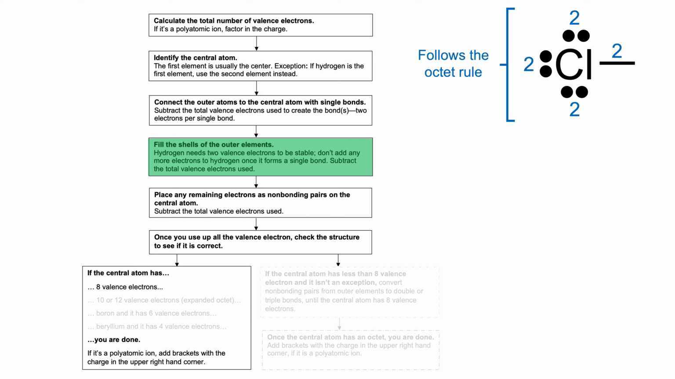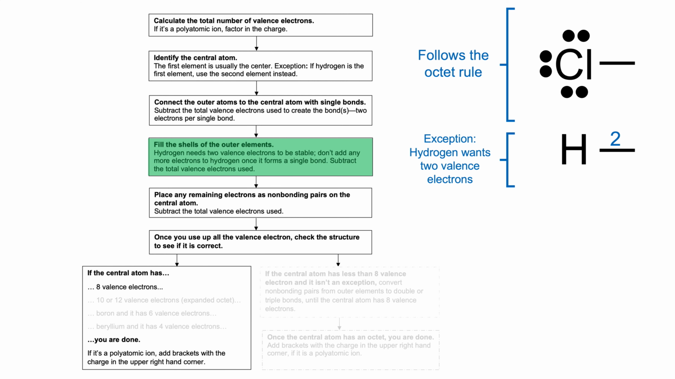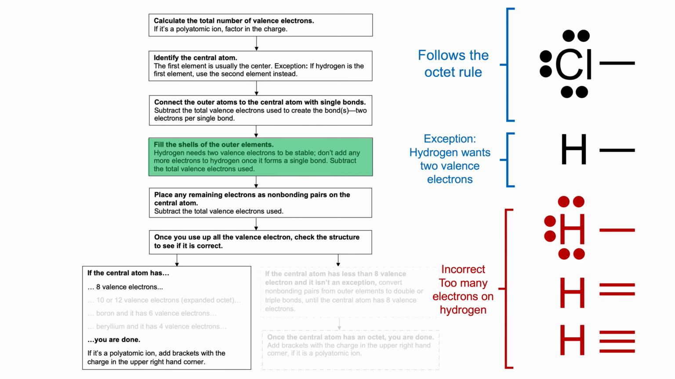What you have to be careful of is when you're dealing with hydrogen, once it makes a single bond, it's happy, it's done because it has 2 valence electrons. What you don't want to do if hydrogen's an outer atom, you don't want to place non-bonding pairs on it, you don't want to place any dots on it, you don't want to form double or triple bonds. Once it makes a single bond, it's happy, so you don't fill the shells of hydrogens if they are the outer elements.